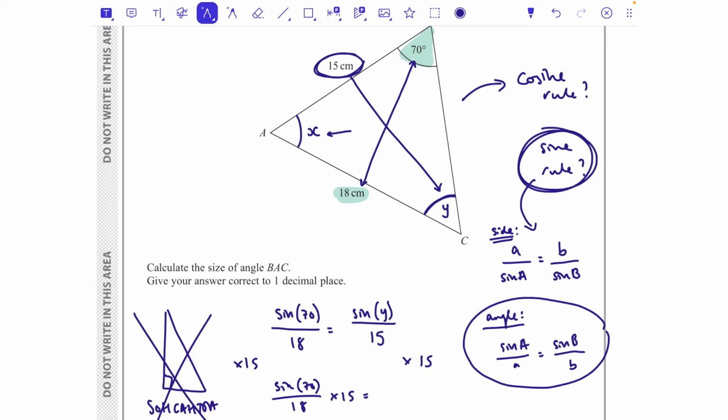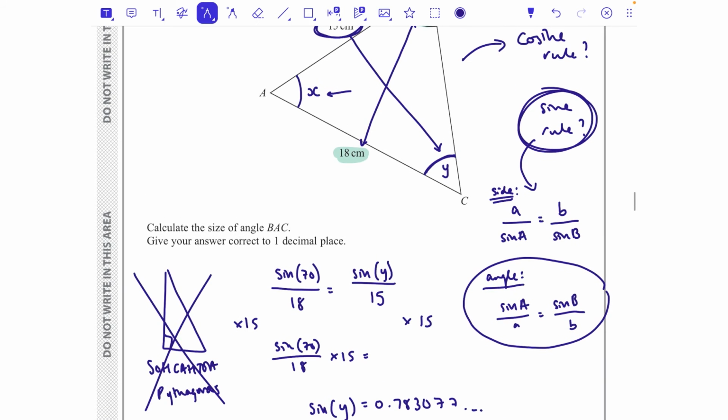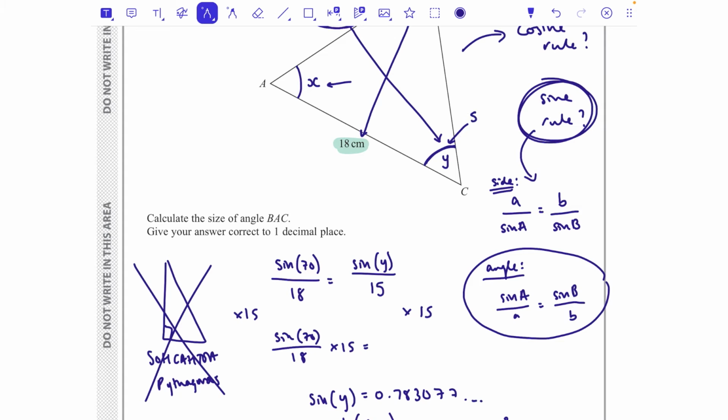So typing that in my calculator, I get sine y equals 0.783077. So we just need to do sine to the minus 1 of that answer to actually get the angle. So shift sine in your calculator, and that's going to be 51.5431 degrees. Lovely. So that's that angle there. That angle there is 51.543.